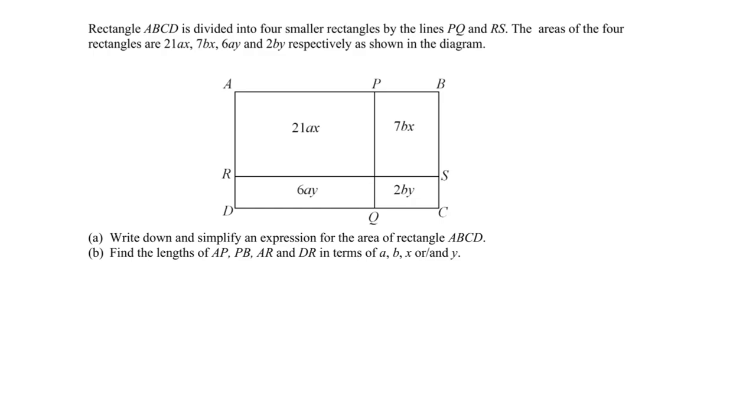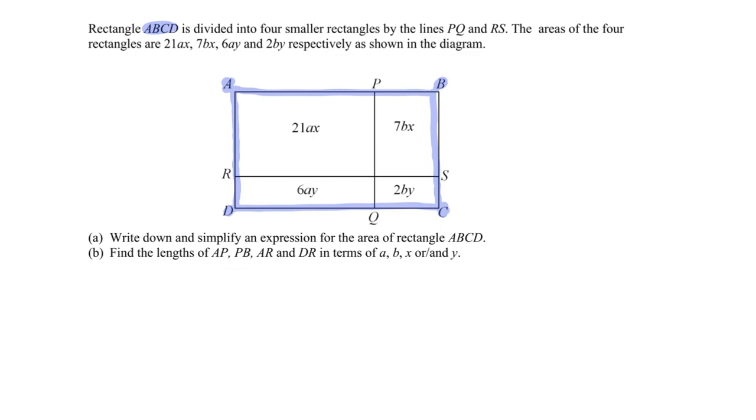Rectangle ABCD, the big one, is broken out into 4 smaller rectangles by the lines PQ and RS, and the respective areas are shown in the diagram itself. Write down and simplify an expression for the area of the blue color rectangle.